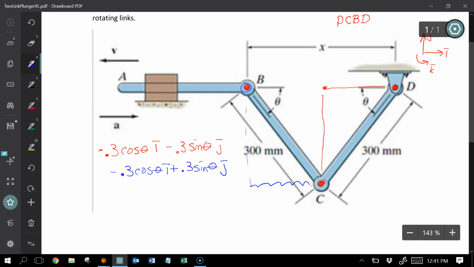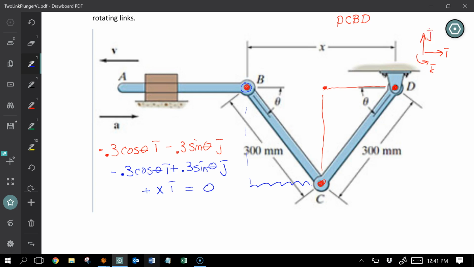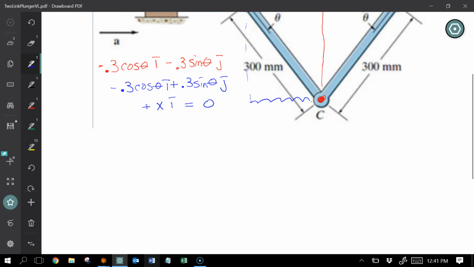And now I'm going to go back to D. So I'm going to go a distance of x, and x is a variable, and I'm going to go to the right, so that's going to be a plus. When I get back to where I started from, I'm back at the origin, so I'm back at 0. I haven't gone anywhere. Okay, so this is my vector loop equation.